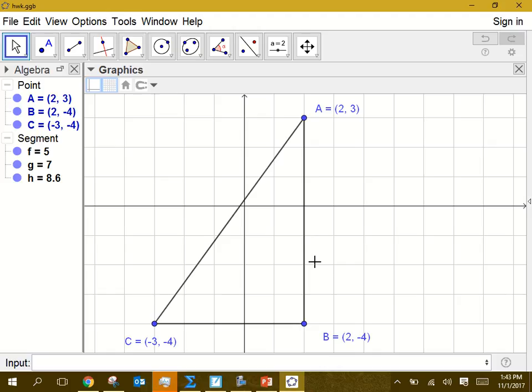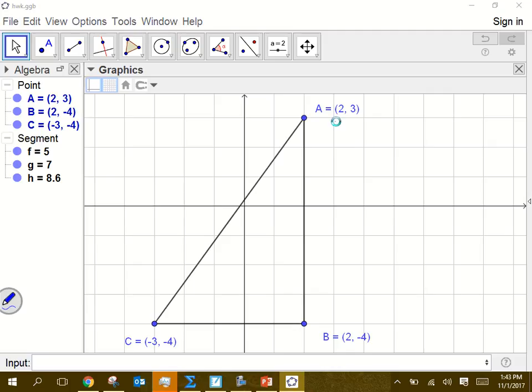Let's just find the hypotenuse first. Let's go find AC first, because that's going to be the harder one to find. AC. Using the distance formula, we're going to let one of those points be x1, y1, let the other one be x2, y2. And if you remember previous times we've talked about this, it doesn't matter which is which. So I'm just going to let this one be x1, y1, and this one over here be x2, y2.